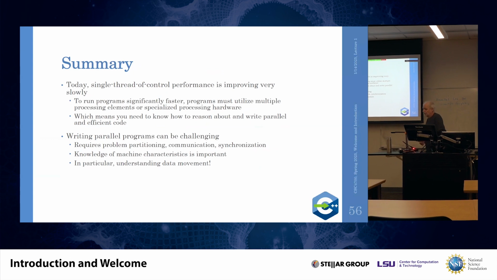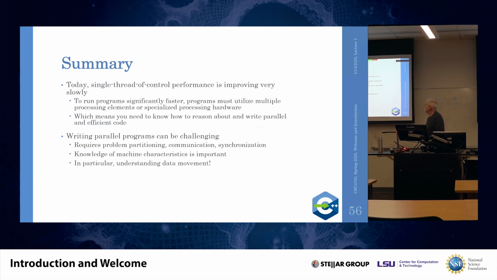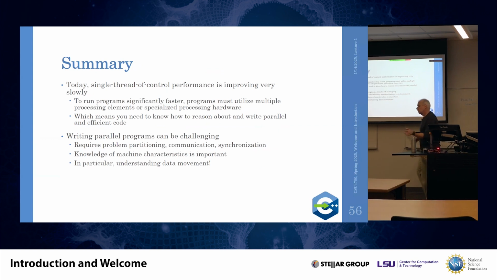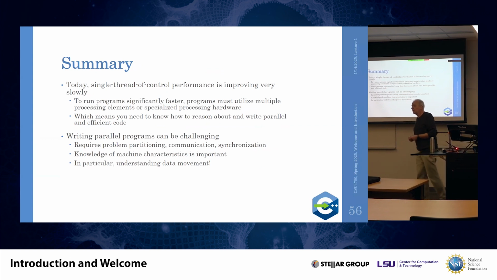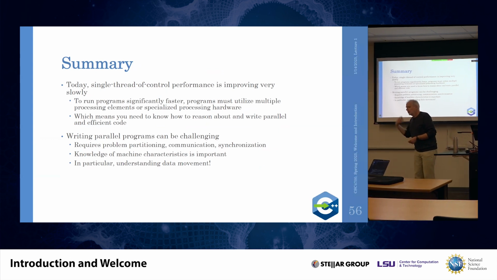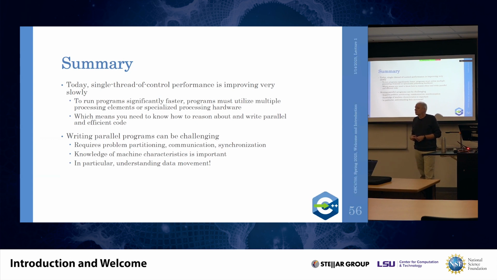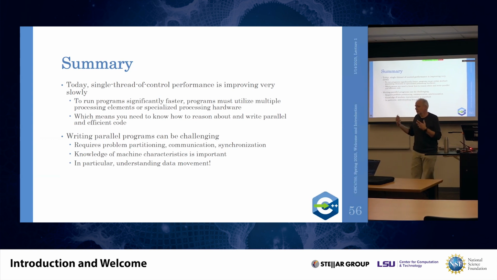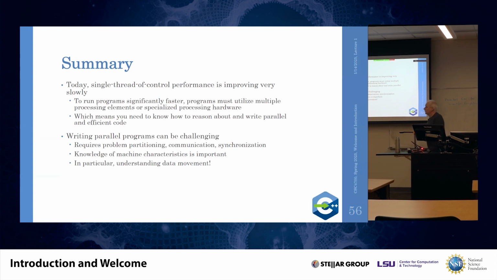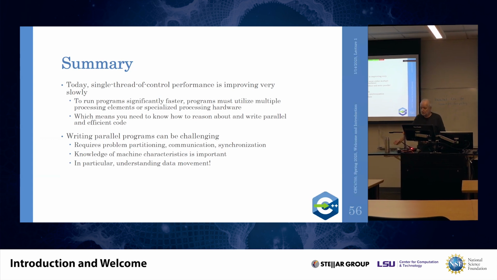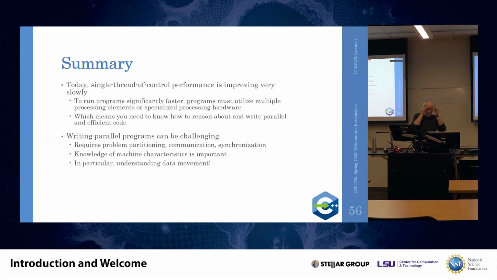In summary, today single thread of control performance is improving very slowly. As I said, the clock rates are essentially stable. There's no way to improve single-threaded performance massively. There are still some incremental improvements. When Intel comes up with a new processor, these get slightly better in predicting things, or for certain applications they might get a bit faster, but overall single-thread performance is not improving too much. So in order to run your programs significantly faster, we need to utilize the parallel nature of our hardware.